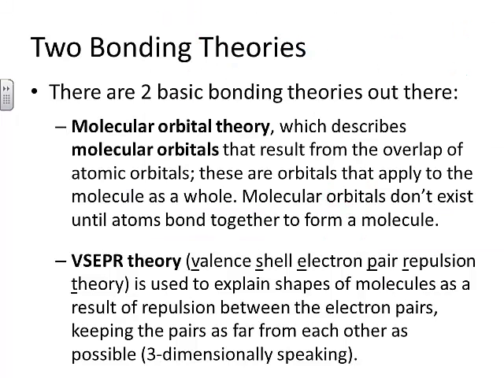Now there are actually two bonding theories out there. The first one is called molecular orbital theory. What it does is it describes molecular orbitals that result from the overlap of atomic orbitals. Now these orbitals, molecular orbitals, apply to the molecule as a whole. They don't exist until atoms bond together to form a molecule.